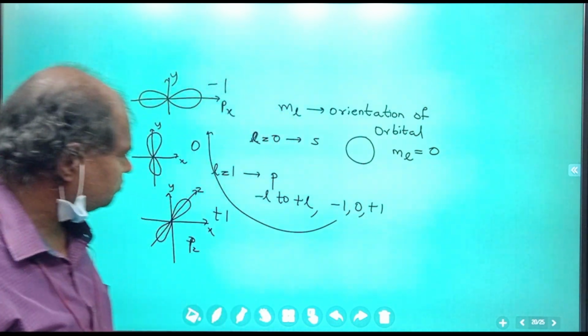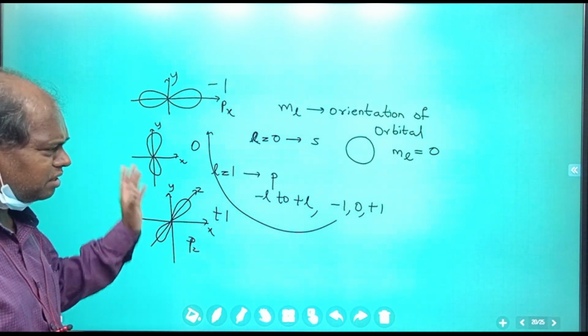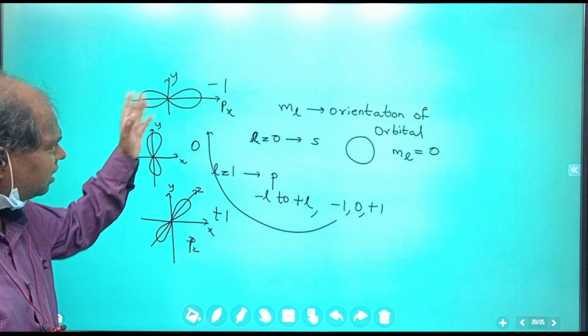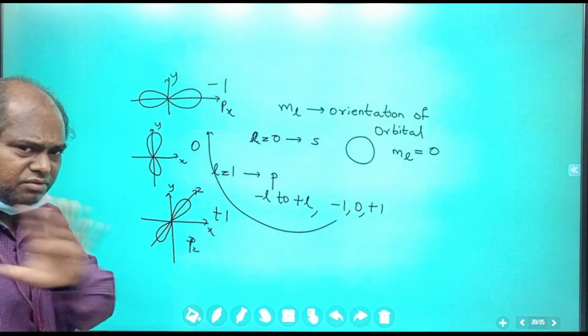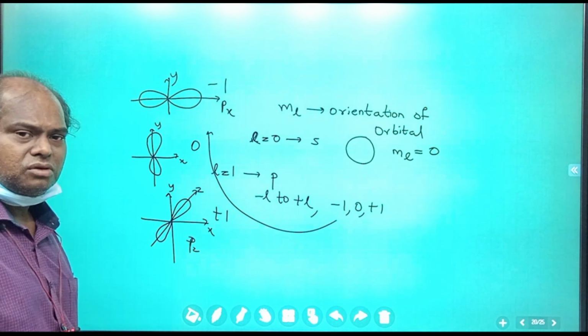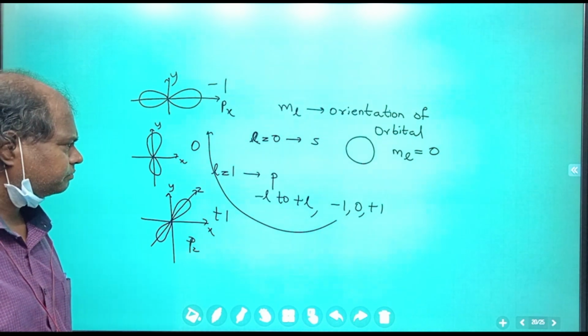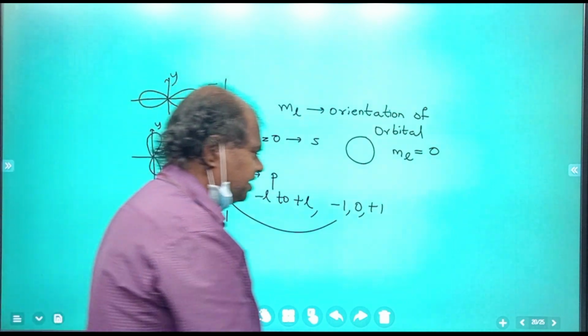Some books will misguide you in this. So just give any number, but don't repeat. So anything can be minus 1. So 3 orientations. Very important is you're getting 3 orientations. Very clear? Minus 1, 0, plus 1. Same thing you can do for the d orbital also.